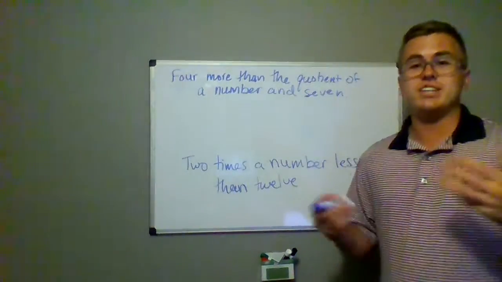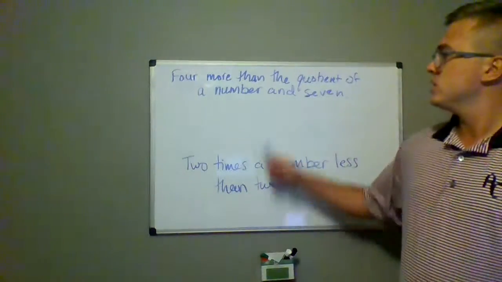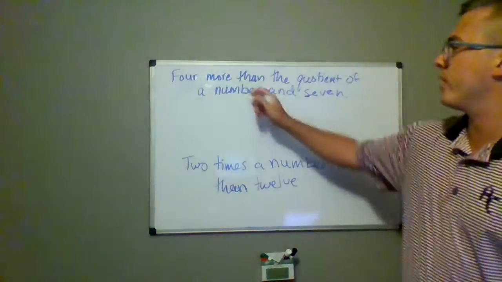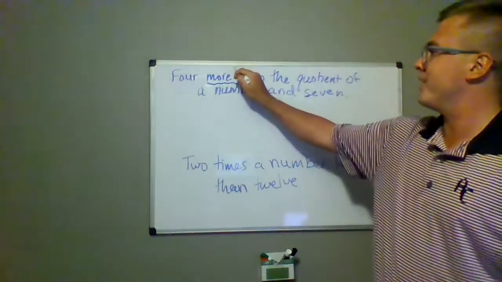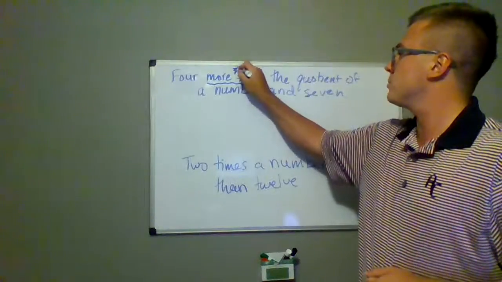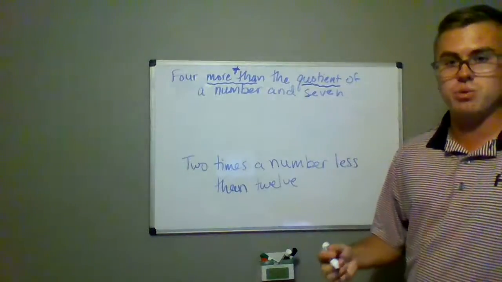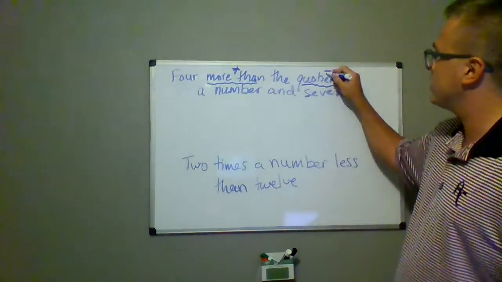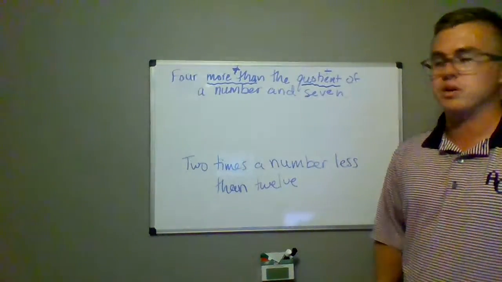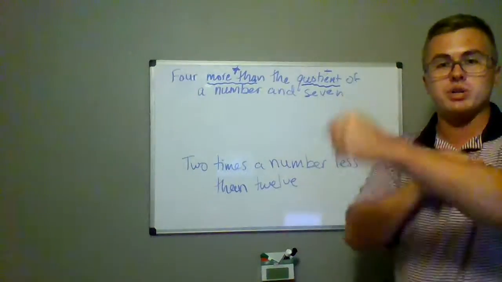Okay, now we're going to start introducing some variables when we don't know what a number actually is. So in this top one here, 4 more than, right off the bat, I see that more than, I'm already thinking addition. So 4 more than, it's a plus sign. The quotient, what operation is quotient? It's division of a number and 7. So there's a lot going on in this one. 4 more than. Again, once you see that than, you got to remember to switch the order.